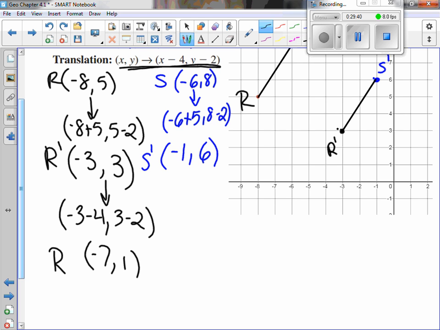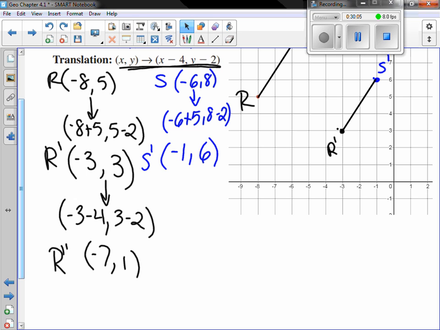Now, what would we call this point? Because it'd be R what? Double prime. Because we're going to have another prime. Each time we move it from R to R prime, R double prime, well, if I move it again, it would be R triple prime, because we're going to keep adding a prime to it. Any questions on any of this so far?